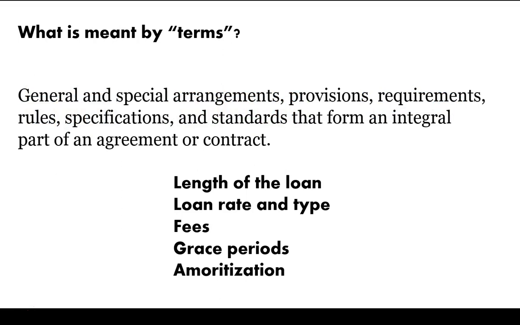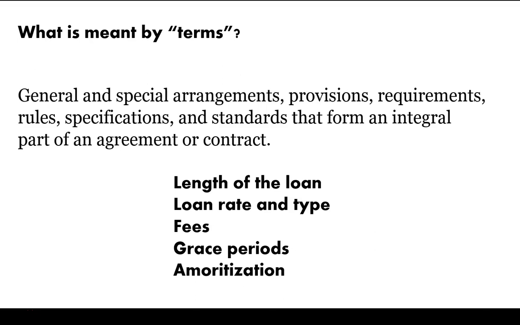So again, another definition: the general and special arrangements, provisions, requirements, rules, specifications, and standards that form an integral part of an agreement or contract. So in terms of your terms and agreement, it's the length of the loan. You take out a debt, and they say you have to pay it back in 6 months, 5 years, a 60-month auto loan, a 30-year mortgage, a 15-year mortgage. So the length of the loan, the rate, and the type.